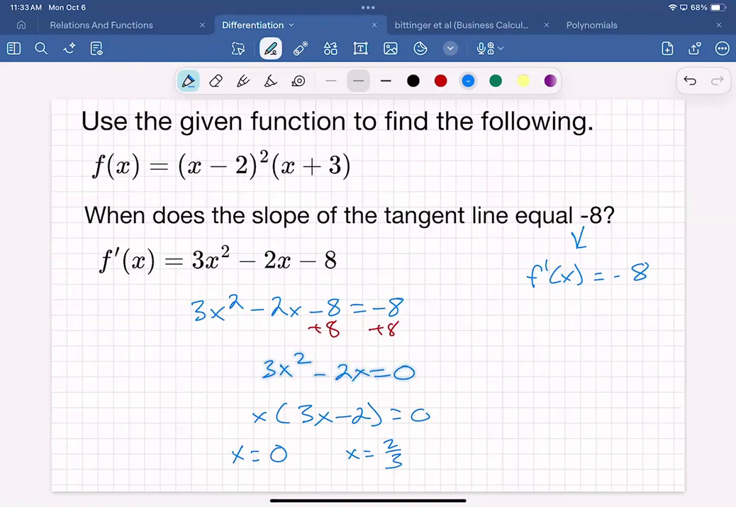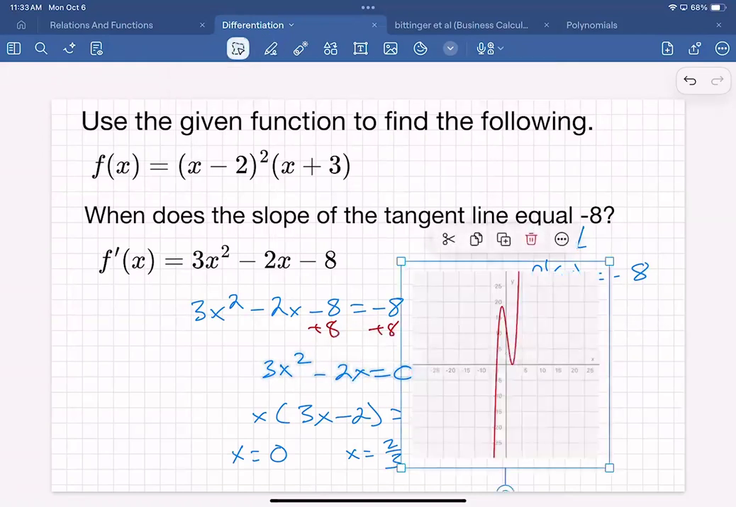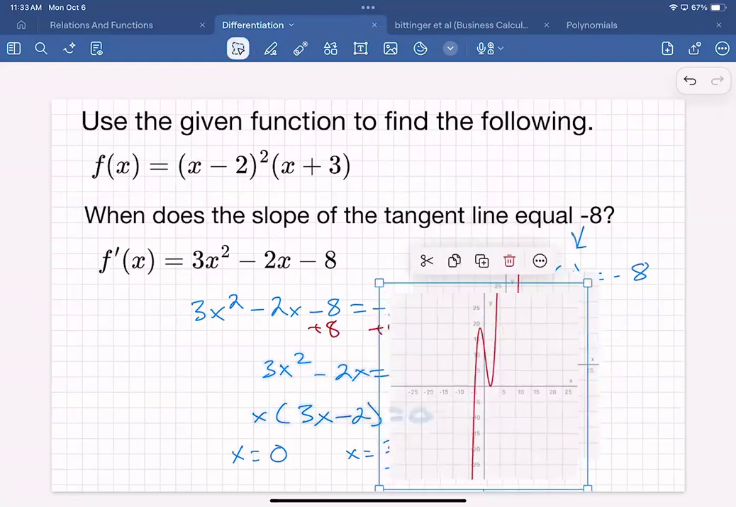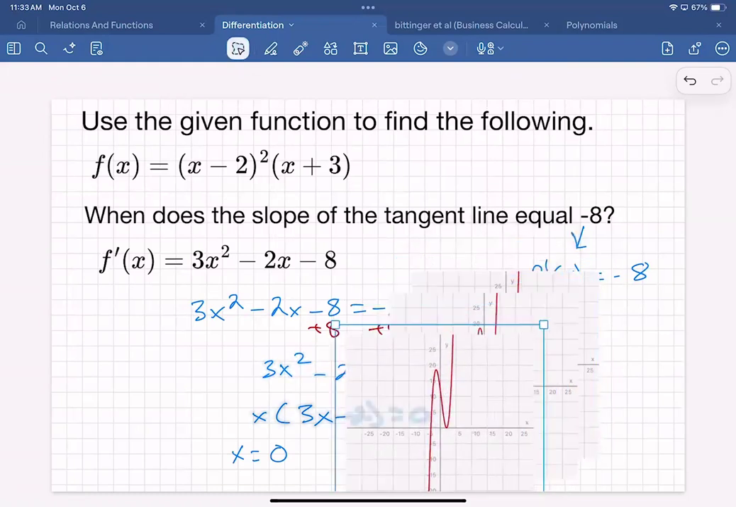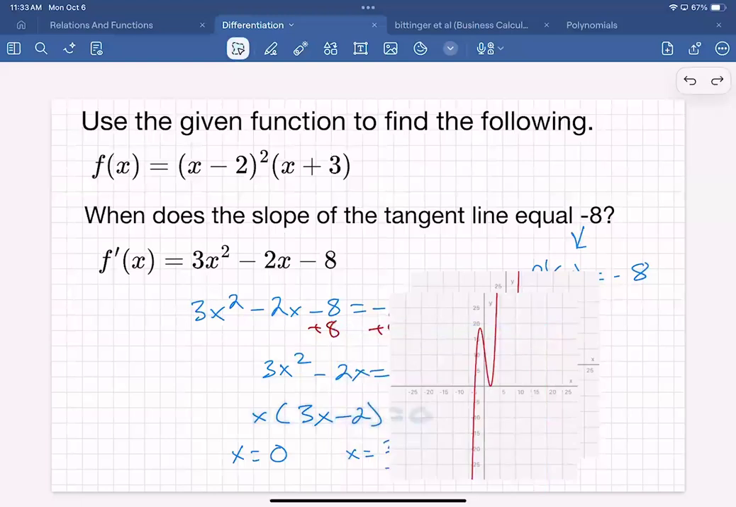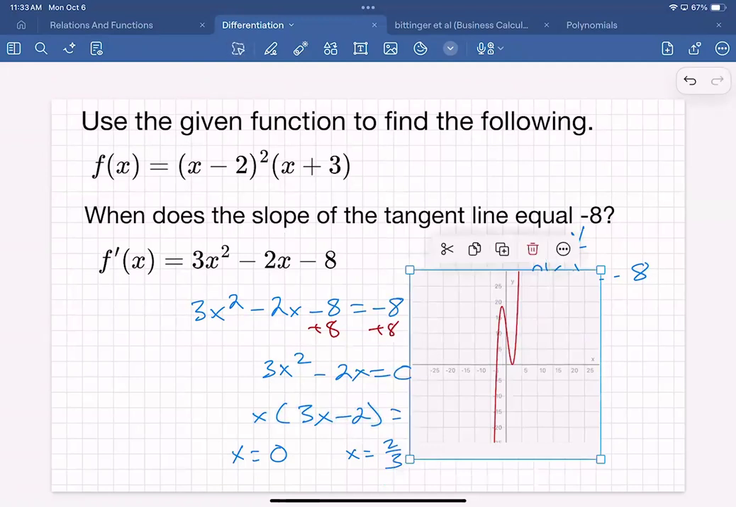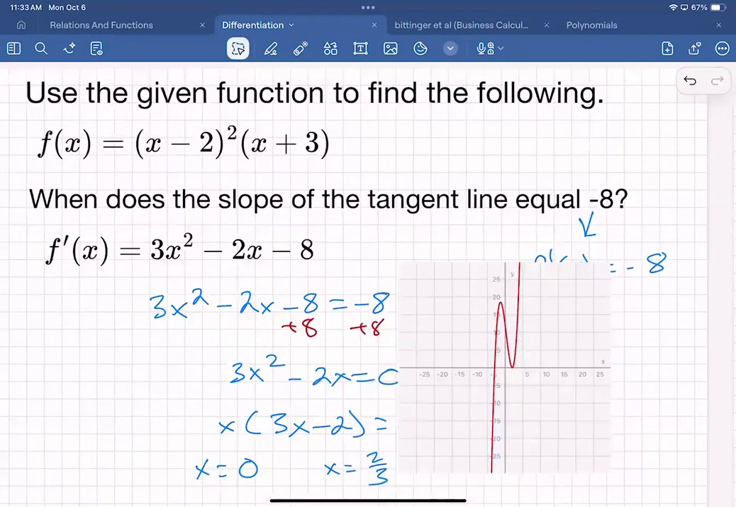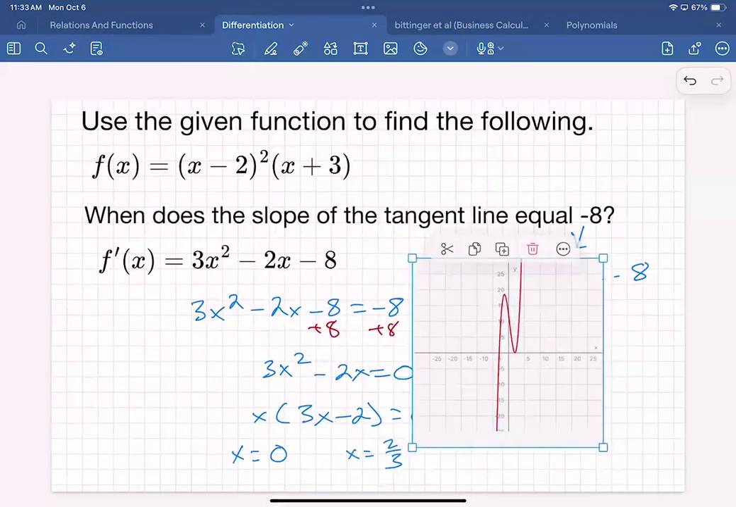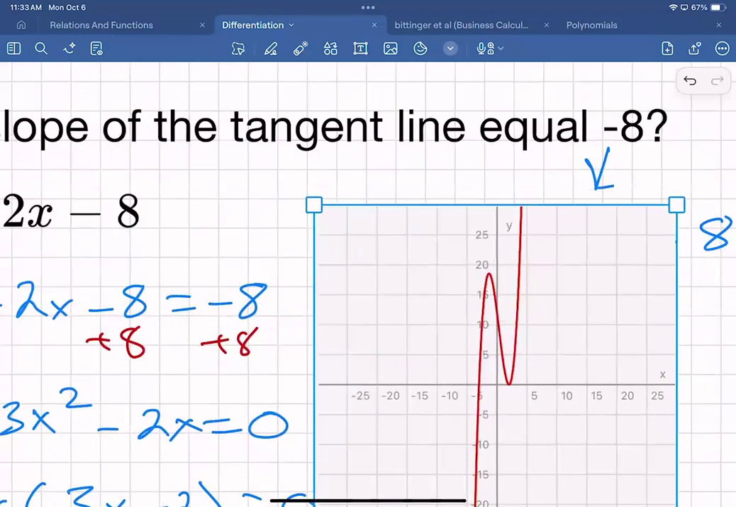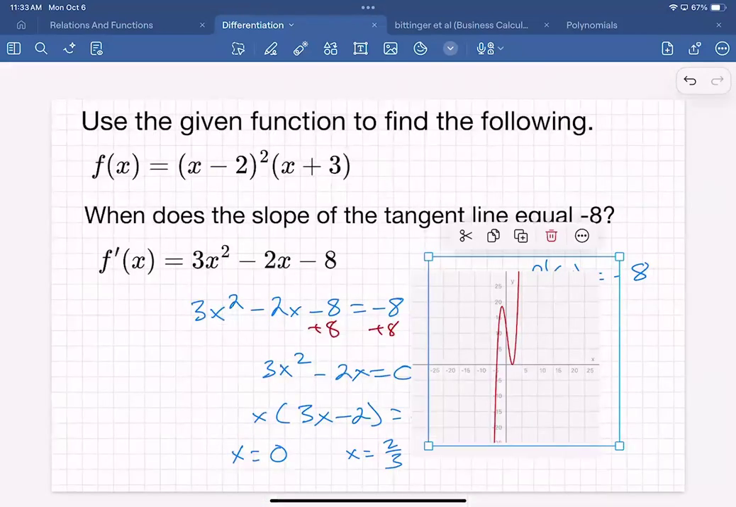Okay. So if I look here in my graph, oh my goodness. Whatever. It's not working. I don't know what's going on.